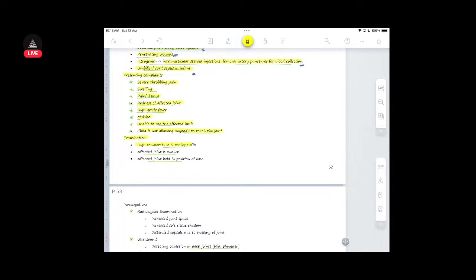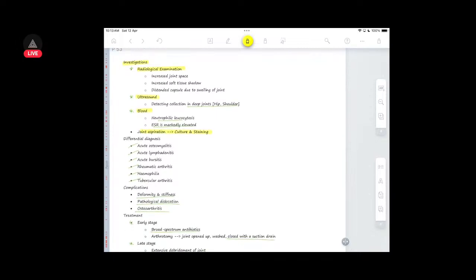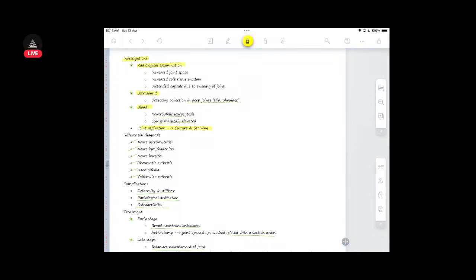On examination, you can see high temperature and tachycardia. The affected joint will be swollen and held in a position where the patient finds ease. Then investigations: you can do radiological investigations, ultrasound, blood tests, and joint aspiration, culture and staining. Radiologically, there is increased joint space, increased soft tissue shadow and distended capsule due to swelling of the joint. Ultrasound can detect collections in deep joints like the hip and shoulder.